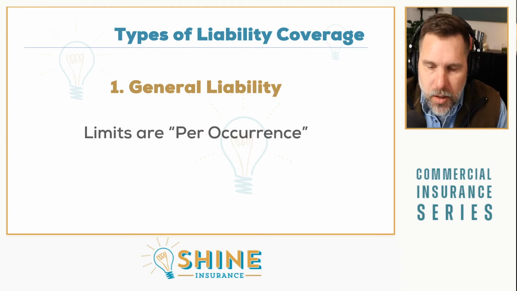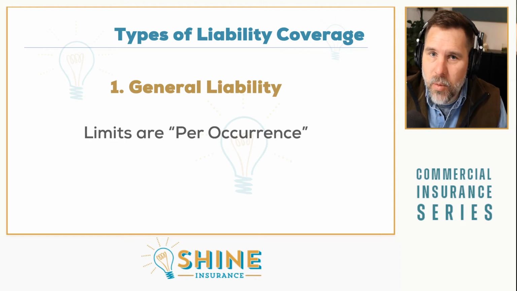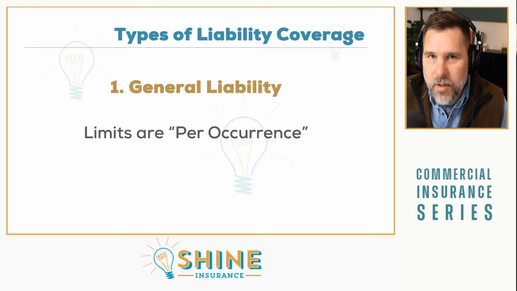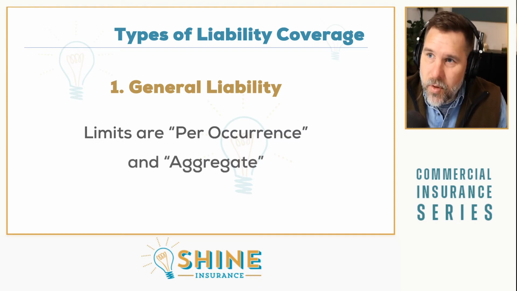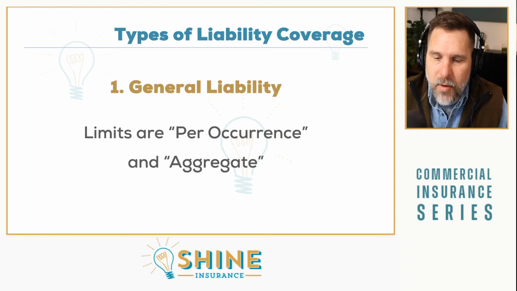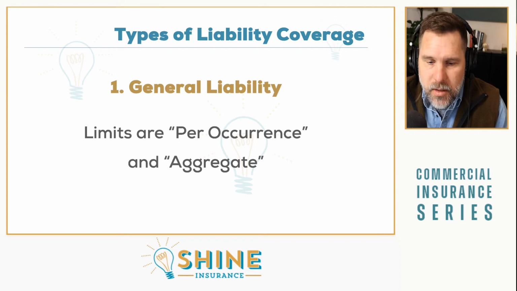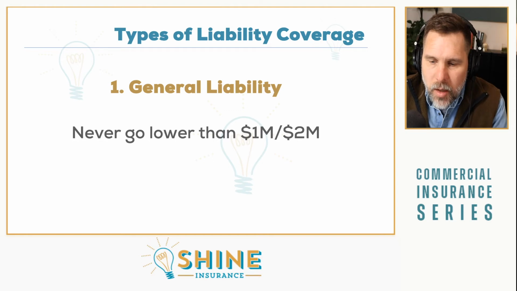Limits are per occurrence, which means per bad thing that happens. So if someone slips and falls on your sidewalk on Sunday, and then someone else does that on Tuesday, you have 2 occurrences. Each one would have its own limits. And then there's an aggregate limit. So if you had those 2 scenarios, someone slipped and fell on one day and then again on another, the aggregate is how much the insurance policy would pay out total over the course of a year, no matter how many occurrences there are. A common base coverage is $1 million, $2 million.